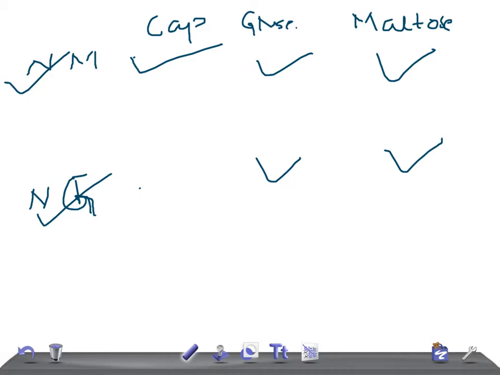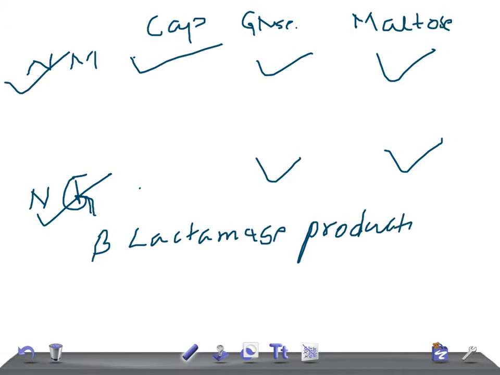What about beta lactamase production? Neisseria meningitidis rarely produces it, whereas Neisseria gonorrhoeae commonly produces it.